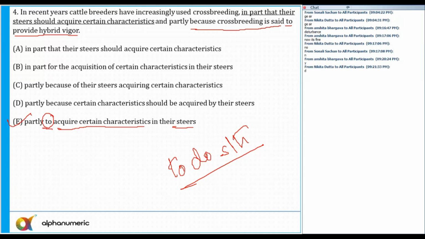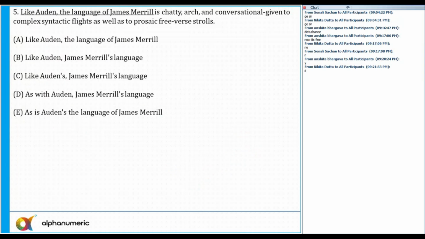And number 5, let's see. Like Auden, the language of James Merrill is chatty. Now, how can I compare the language of a person? How can I compare it to a person? I will have to compare a person with a person. I'll have to compare language with a language, right? So I think we'll have to make a change. So C should be the answer, yes.